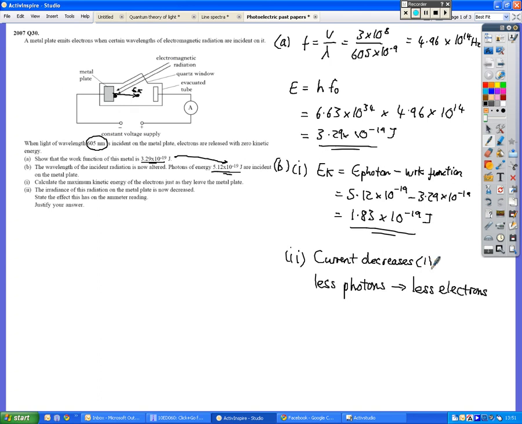So 1 mark for this, and really half a mark for saying less photons, and then half a mark for saying less photons will produce less electrons, because what you're really looking at is 1 photon being equal to 1 photoelectron, which is just a fancy word for the electrons that have been ejected.